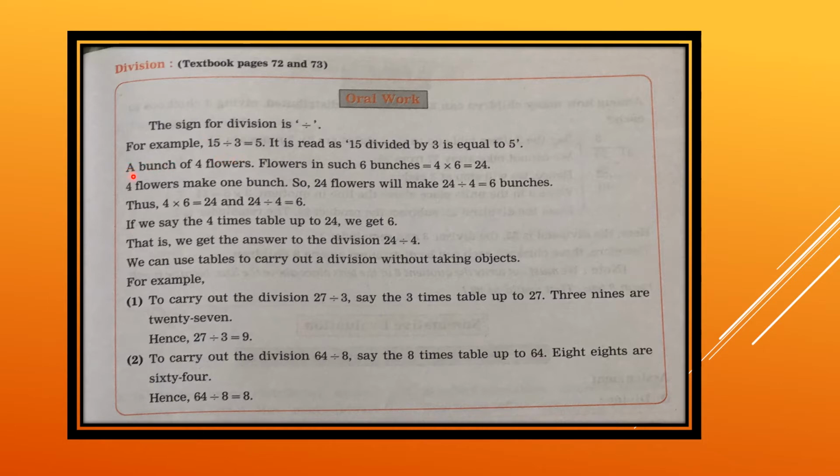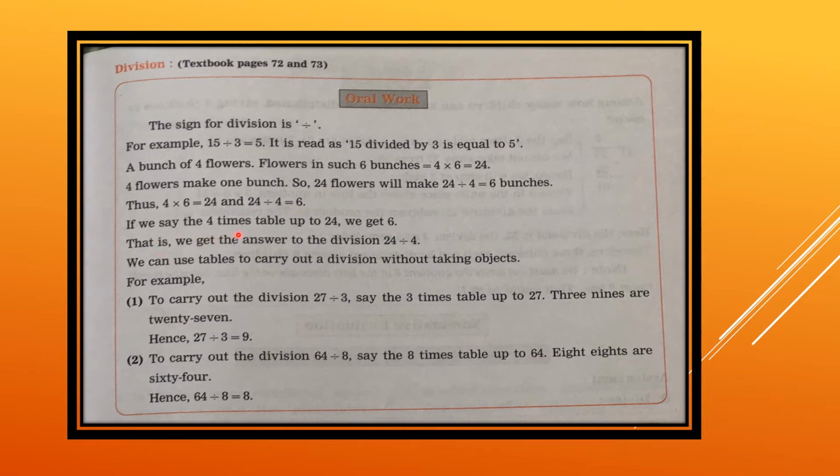So let's look at a sum. A bunch of 4 flowers, in 6 such bunches, is 4 into 6, that is 24. So 4 flowers make one bunch. So 24 flowers will make 24 divided by 4, which is 6 bunches. Thus 4 into 6 is 24 and 24 divided by 4 is 6.